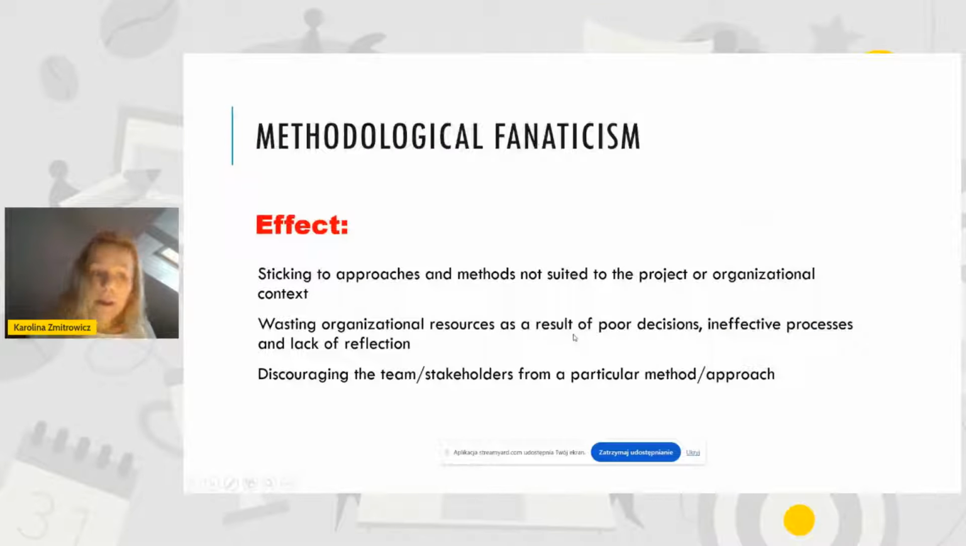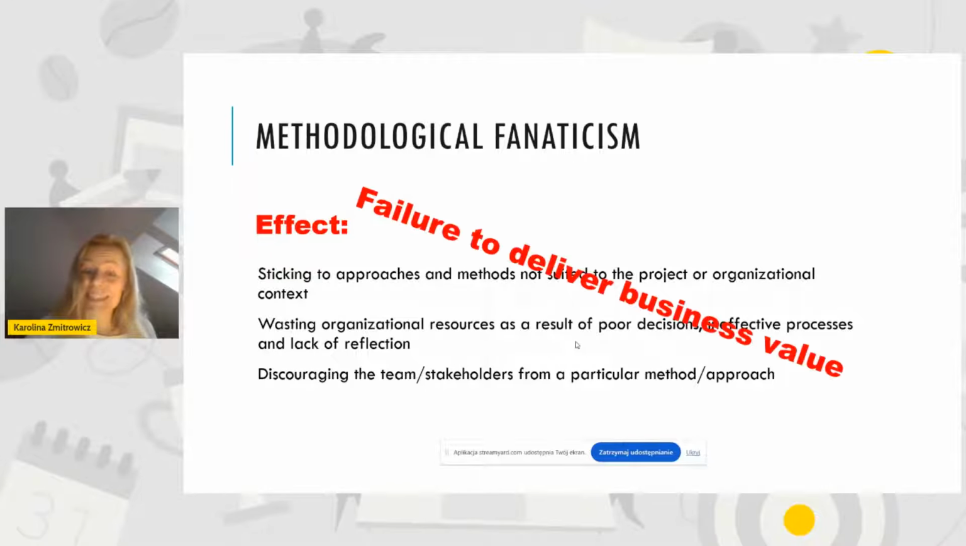In the end, again, you are wasting resources. You are wasting time sometimes. You are making the team frustrated because you are using a method that is not working in a given context. In the end, again, you will fail to deliver business value.